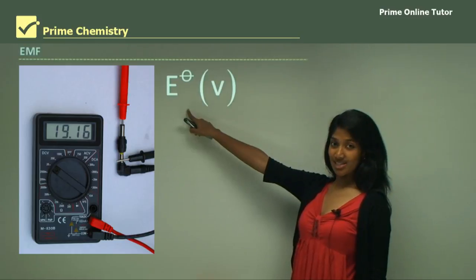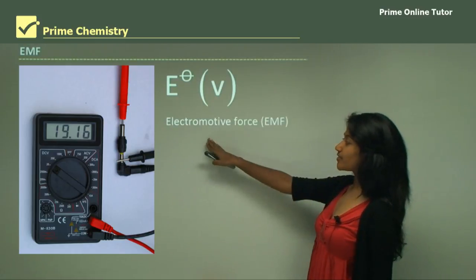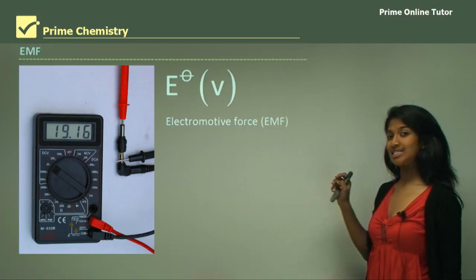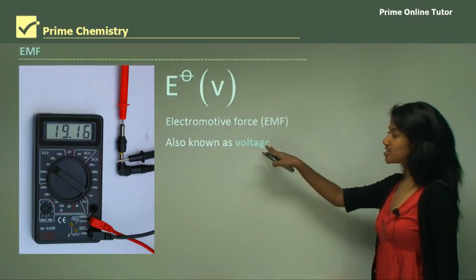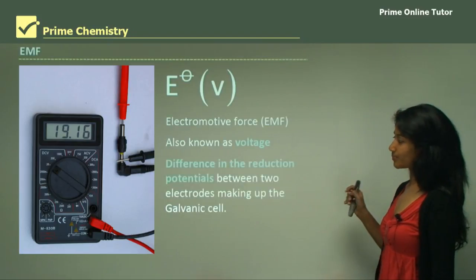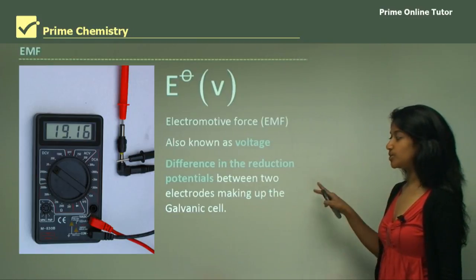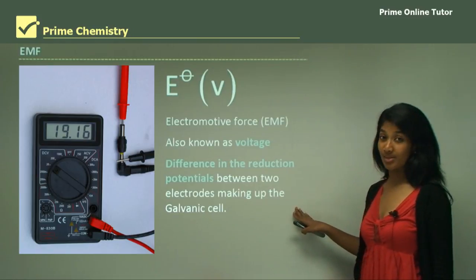EMF is given by this symbol here and it's measured in volts. It stands for electromotive force and it is the same as voltage. So voltage and electromotive force, or EMF, are the same thing. The EMF is the difference in the reduction potentials between two electrodes making up the galvanic cell.